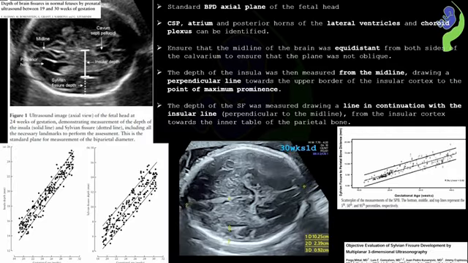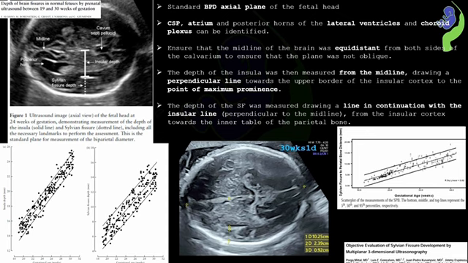Only if you start practicing the measurement in normal fetuses, you will be able to make it out better when there is any abnormality. The plane used for the objective measurement of the Sylvian fissure is the standard BPD axial plane of the fetal head. In this view, we can clearly identify the CSP, cavum septum pellucidum, and the posterior horns of the lateral ventricles and choroid plexus. It is important to make sure that the midline is equidistant from both sides of the calvarium so that the plane is not oblique. Otherwise, our measurements will be inaccurate.